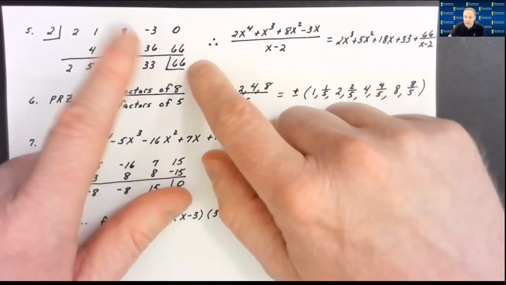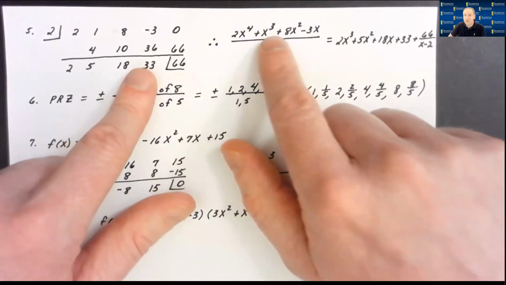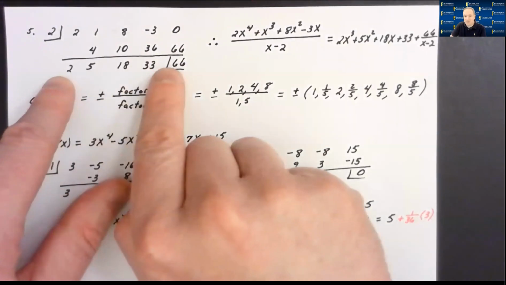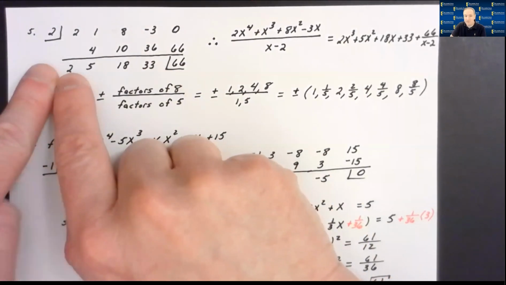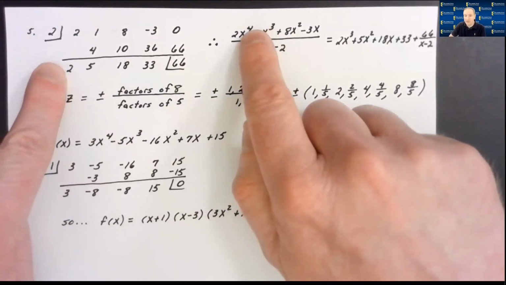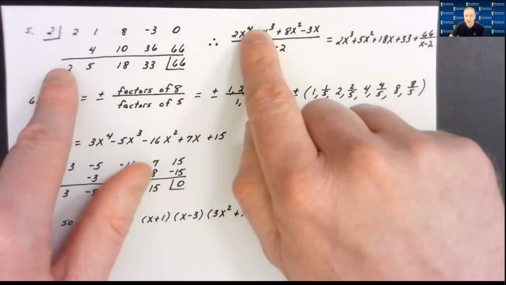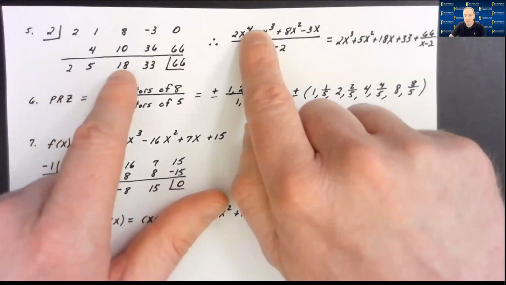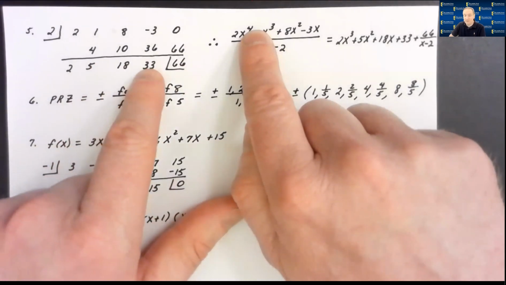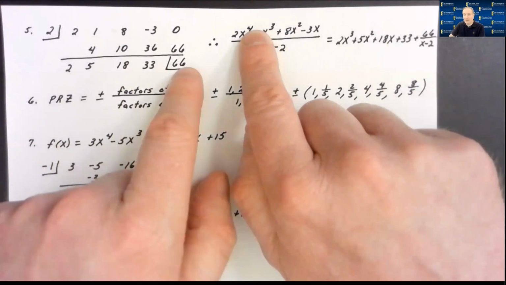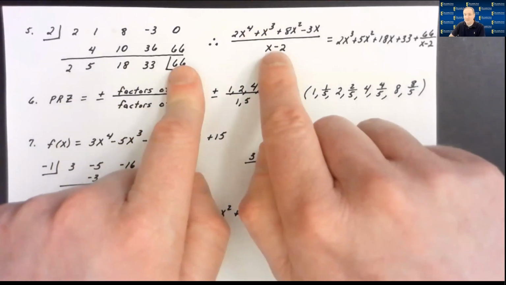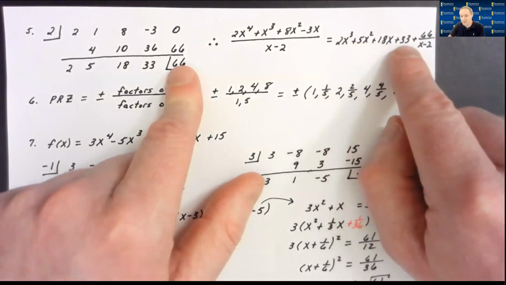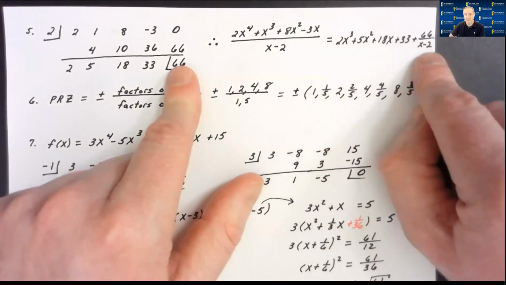Now, what this is telling us is that then that original problem is equal to, whenever you're trying to read your answer, you know that this is the coefficient of 1 less power of x than what you started with. So I know that this is 2x cubed plus 5x squared plus 18x plus 33. And then the remainder 66 is still divided by this. So I get my 2x cubed plus 5x squared plus 18x plus 33 plus 66 over x minus 2.